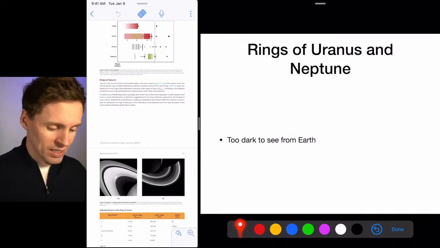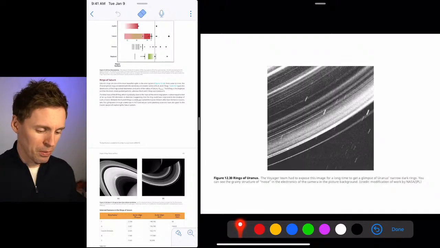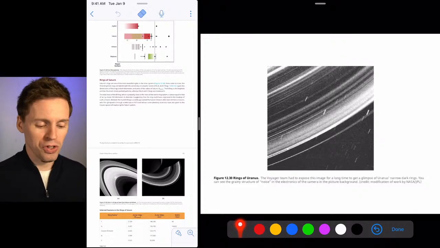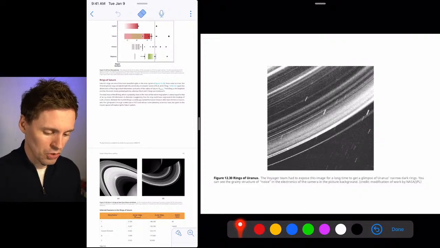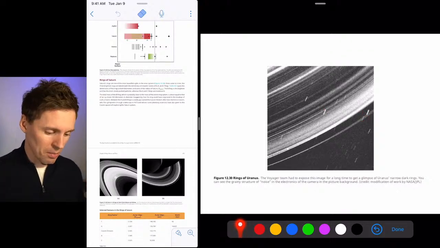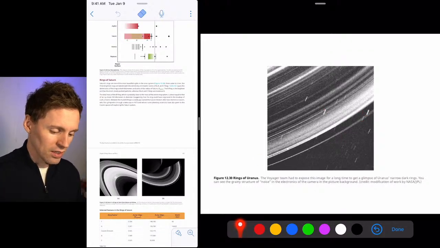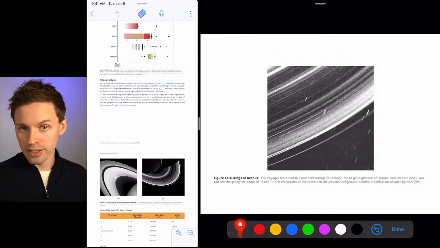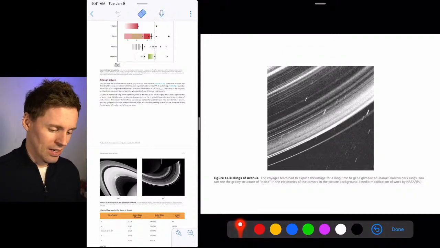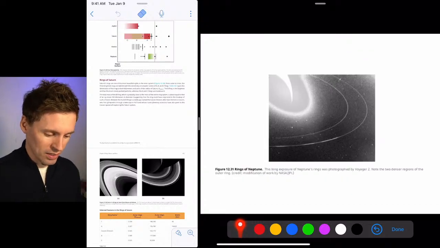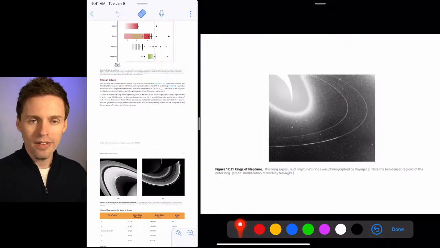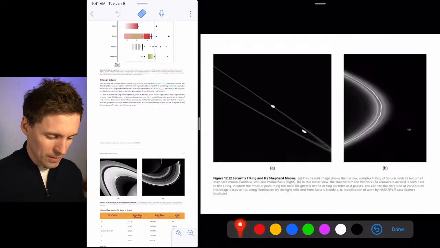Okay, rings of Uranus and Neptune. Too dark to see from Earth, but with a high contrast image where you really wash it out, you can see, Voyager took this picture, you can see the long exposure, stars or something else streaking across the image. And you can see the ring system of Uranus. It looks a lot like the ring system of Saturn, but it's not as reflective. And look at this, Neptune. You can barely see the planet, so washed out, but you see those two rings, a little more detail here.